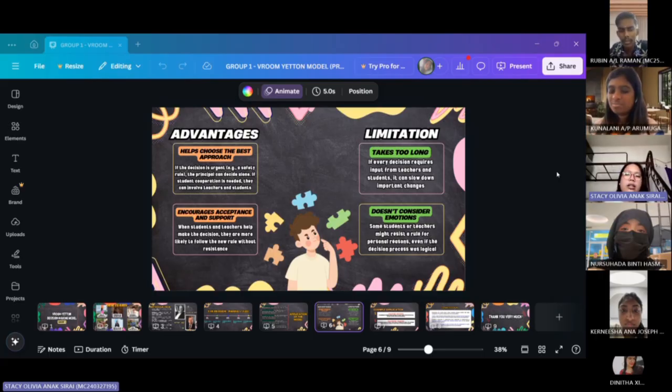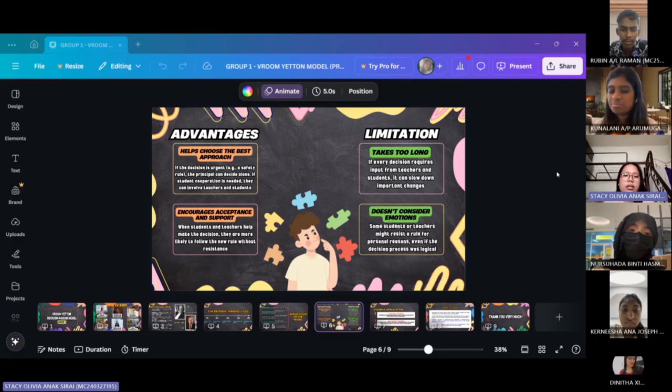Another limitation is that the decision-making process doesn't always consider emotion. Even if a decision is logical and well-structured, some students or teachers may resist it for personal reasons. For instance, a school might decide to extend study hours to improve academic performance, but some students may struggle due to more responsibility and limited flexibility at home. This shows that while logic is important, emotional and individual circumstances also matter in decision making.